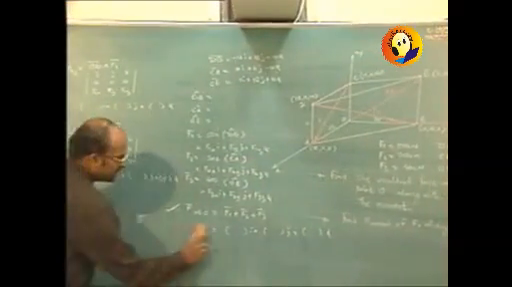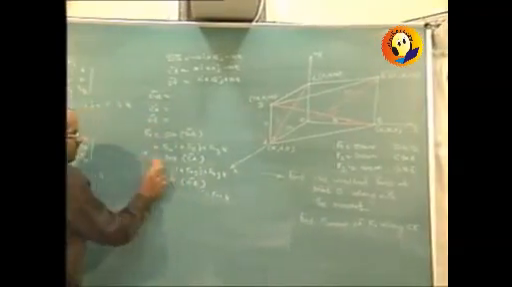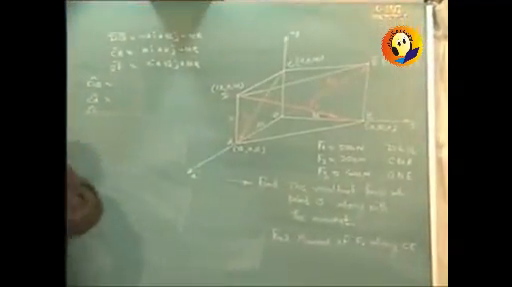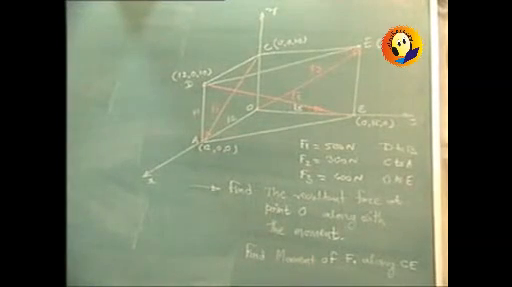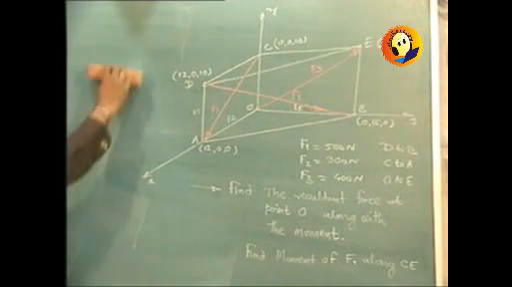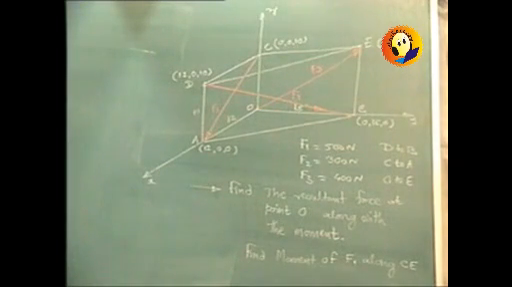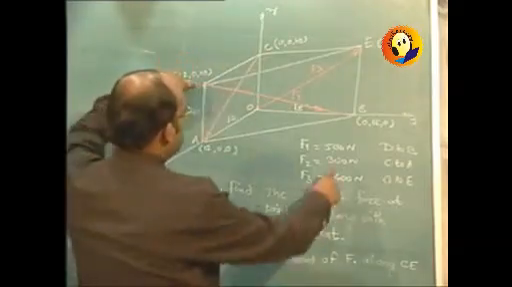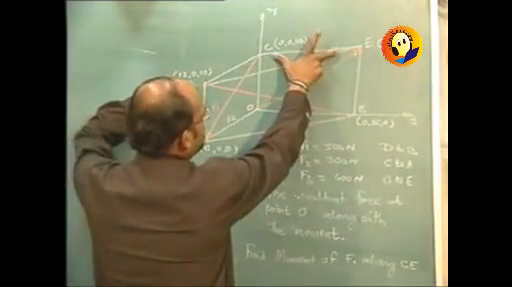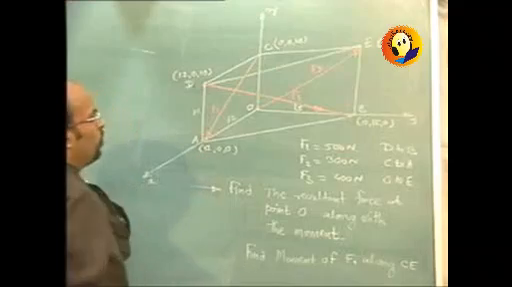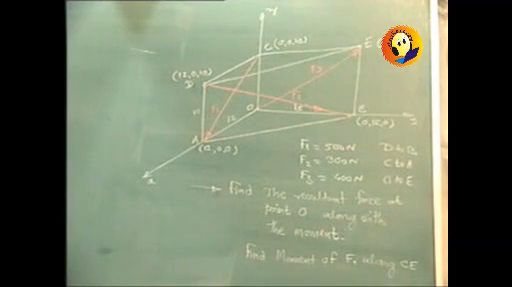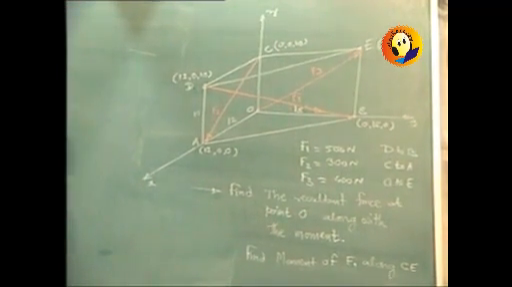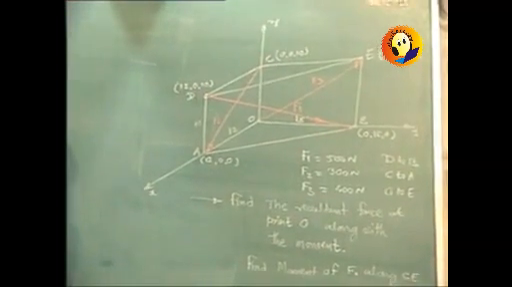In the second part it is said to find the moment of F1 along CE. Find the moment of F1 bar along the line CE bar. Now see, force F1 bar is from D to B. This is the force and this is the line. It is going to have some effect of rotation about line CE bar. But we cannot find the moment about a line. Instead of that, we will go for the moment of F1 about point C.